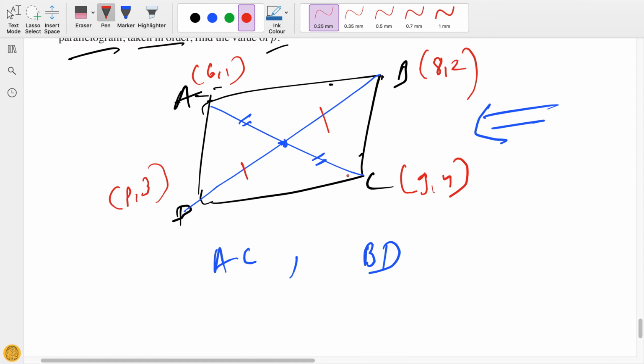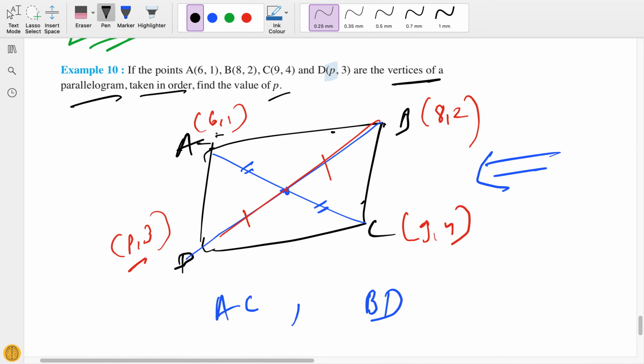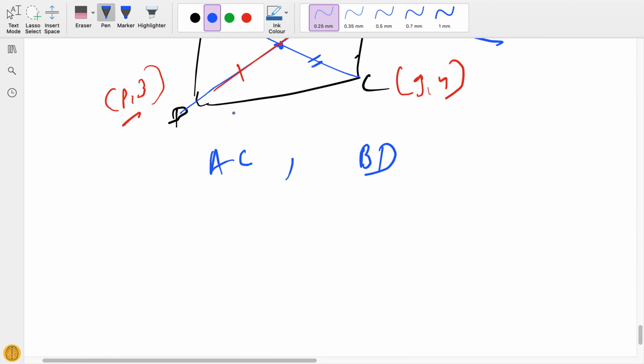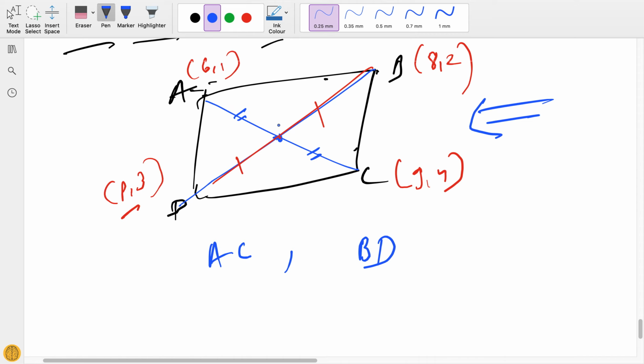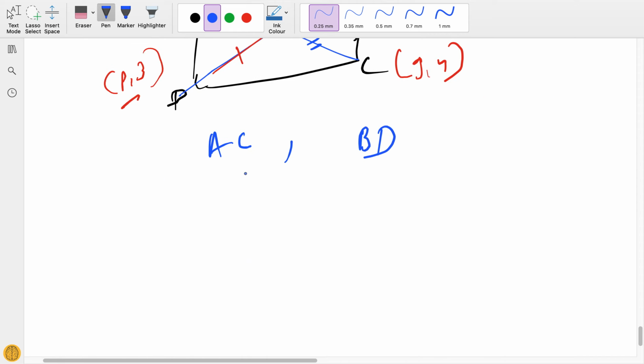So if we find the midpoint of this diagonal AC, and then we equate it with the midpoint of the diagonal BD, then we can find the point P. If you guys found it hard, don't worry, stick with me. We are solving this question. So just find the midpoint of the diagonal AC.